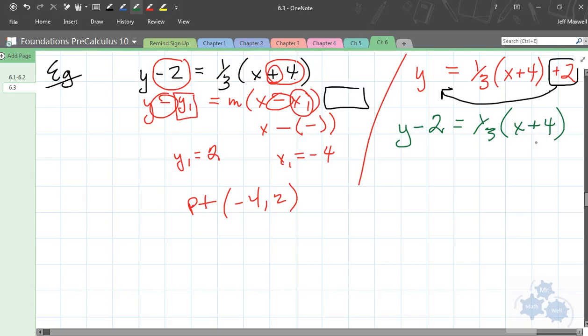So there's your slope y-intercept form. Okay?